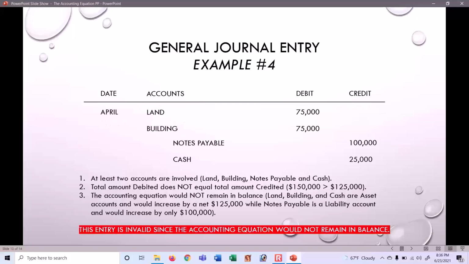However, the April example is not a balanced entry, as the total amount debited does not equal the total amount credited. This entry would throw the accounting equation off by $25,000, and so cannot be entered into the accounting records without correction. As you can see, by following the 3 double entry accounting rules for every transaction, the accounting equation will always remain in balance.